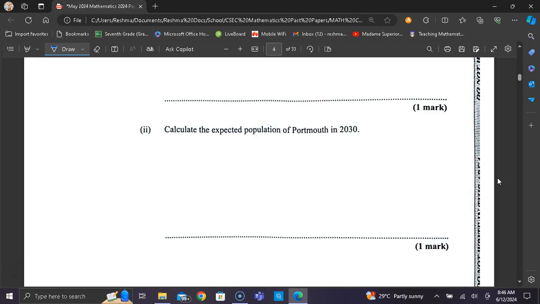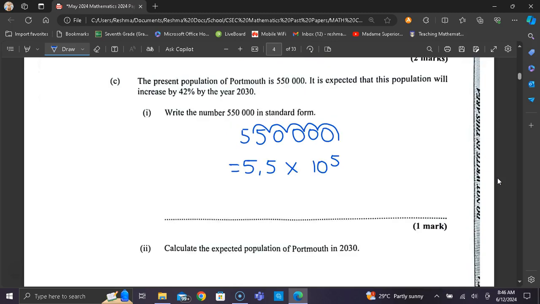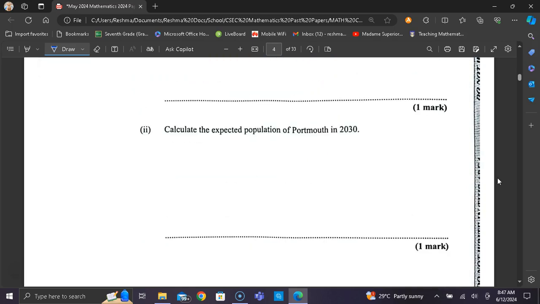So let's look at part 2. Calculate the expected population of Portsmouth in 2030 for 1 mark. So they said that the population increases by 42% by the year 2030. So if the present population is 550,000, we just have to increase that number by 42%. So 550,000 plus 42%. So if we find 42% of 550,000, we can do this on our calculator.